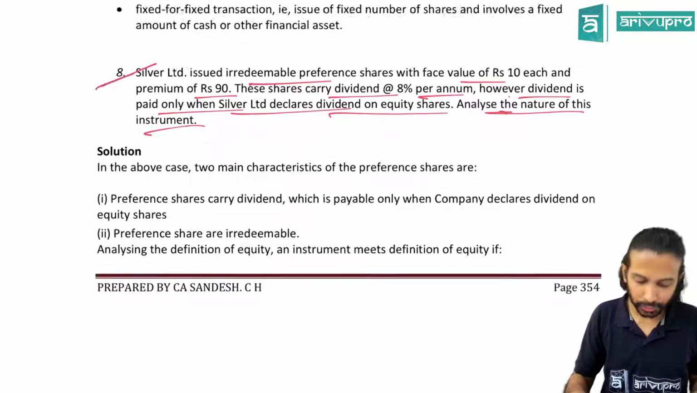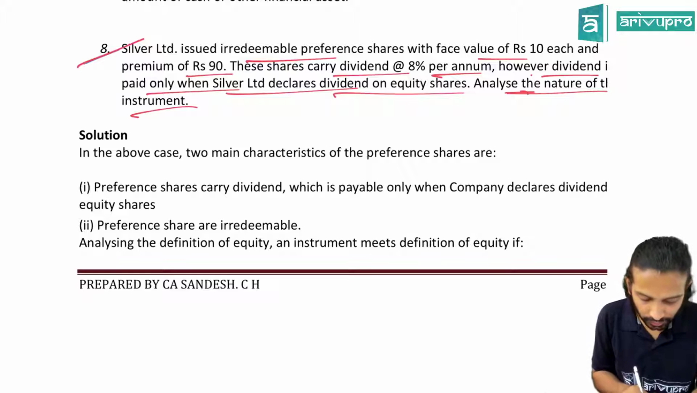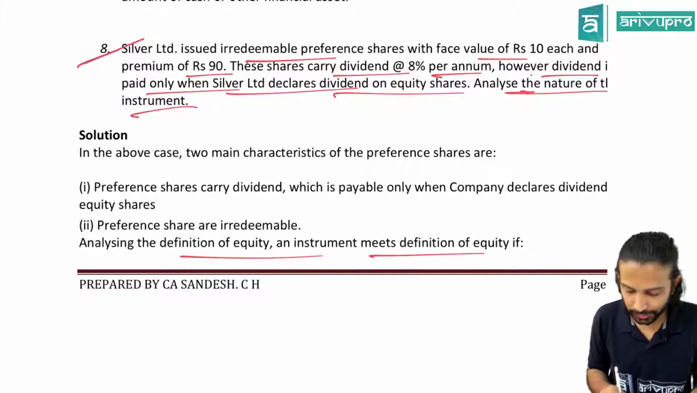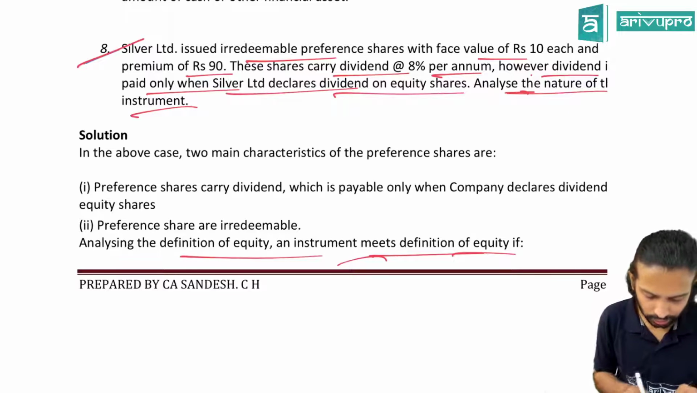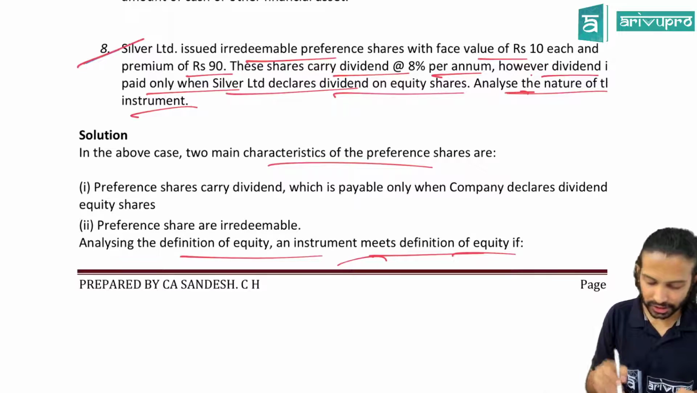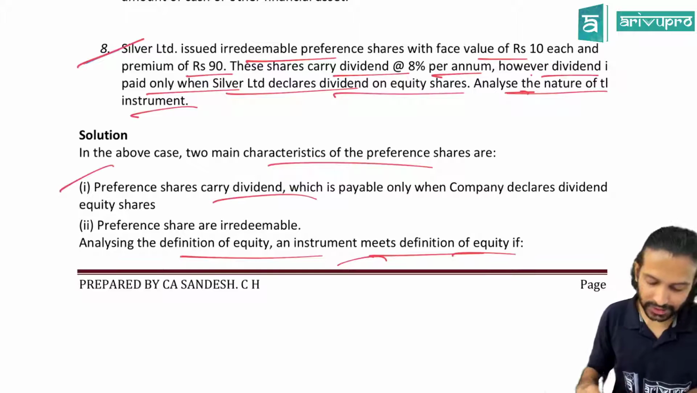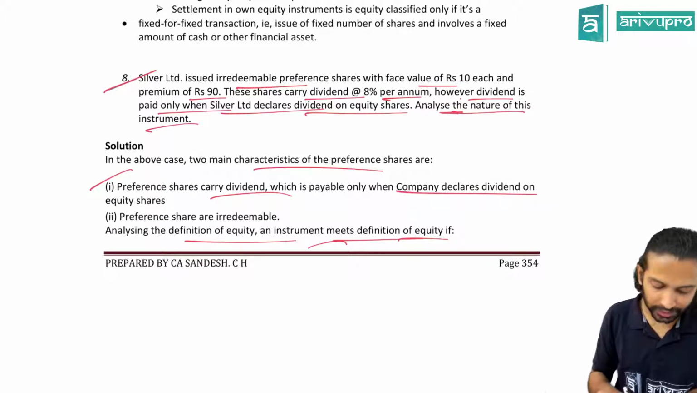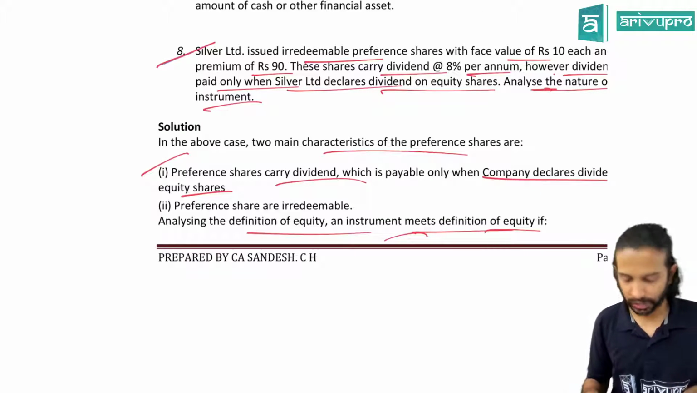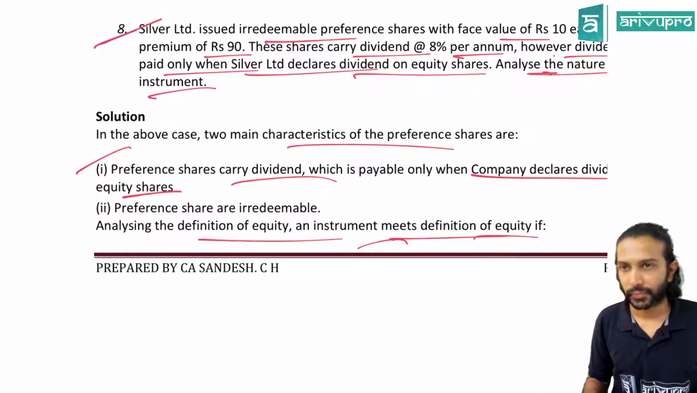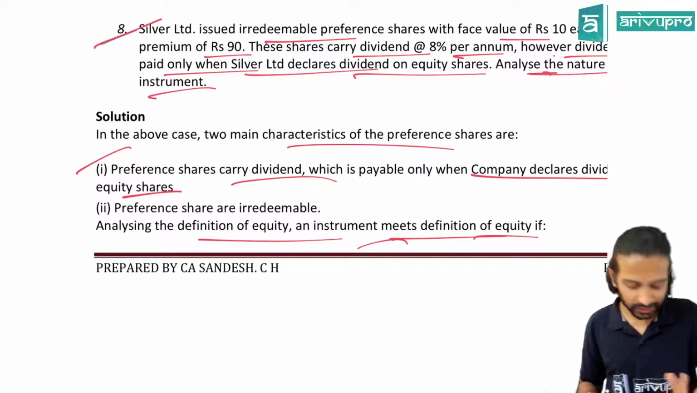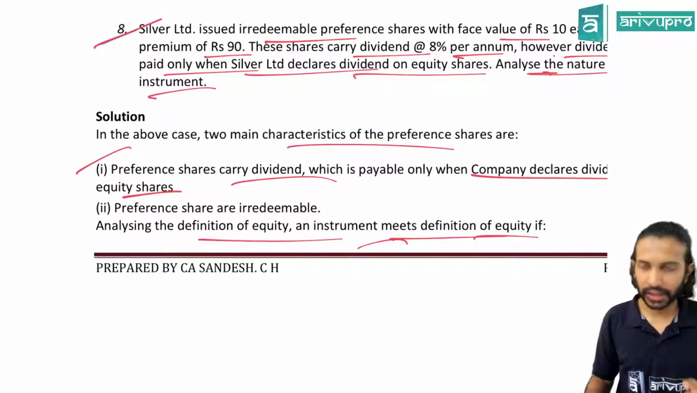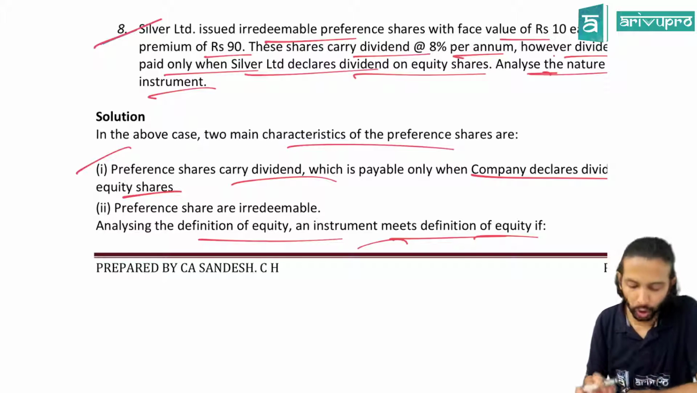Are we okay? What is the nature of this now? Analyzing the definition of equity, this meets the definition of equity. Which definition are they saying? In fact, maybe we'll read out the solution. Two main characteristics of preference shares in this problem: preference shares carry dividend, which is payable only when the company gives dividend on equity shares. That means they can escape. Obligation means they can't escape. They have to pay. Here, can they escape? If they don't pay dividend on equity shares, they can easily escape from this. If you can escape, there is no obligation.